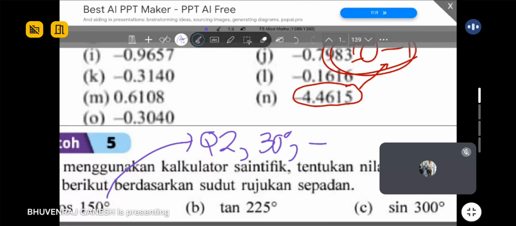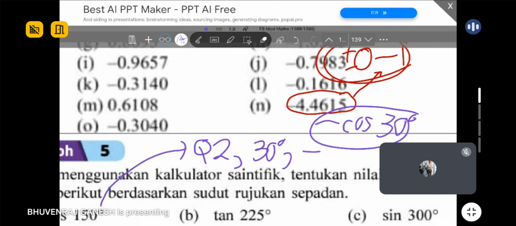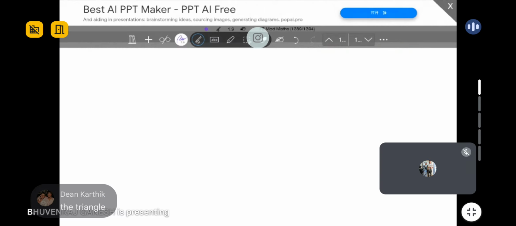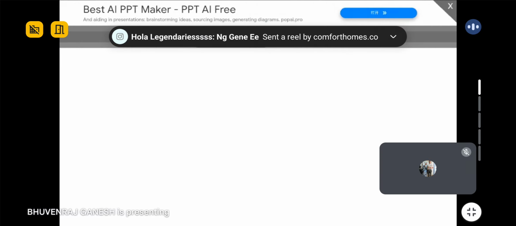Okay, so now guys, they ask you don't use calculator. Okay, tak boleh guna calculator. So how can I find the value of negative cos 30? Can anyone tell me? Macam mana boleh cari nilai ni? Kalau tak mau guna calculator, who can tell me a method? Siapa boleh cadangkan satu kaedah bagi saya? Very good. Okay guys, these two triangles, right? Very, very important. Sangat penting.